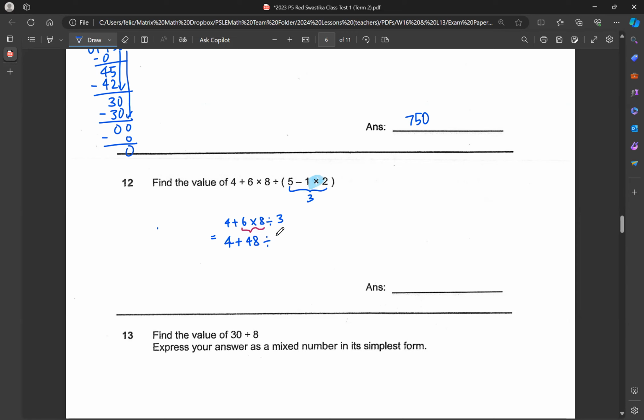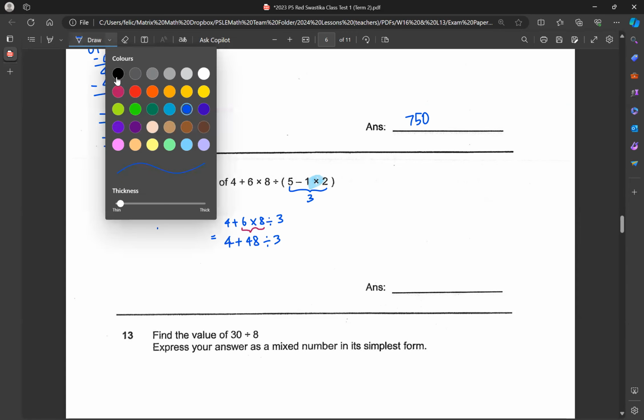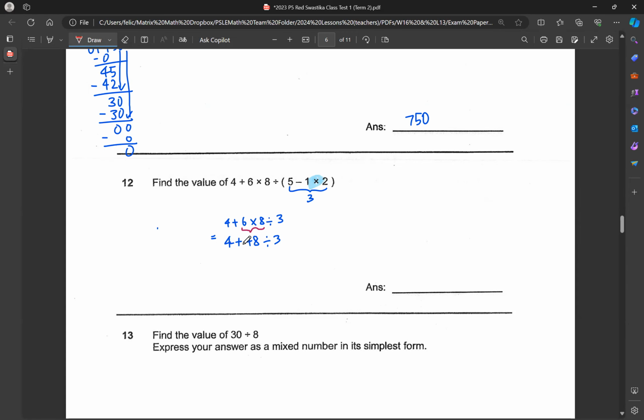Then bring down the divide by 3. Of course, then the next one is solving your division, right? So plus and divide, of course, divide comes first. So 4 plus 48 divided by 3 is 16. Then finally, you can add this two up. So your answer is 20.